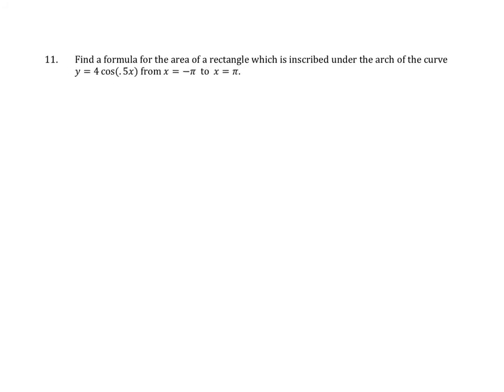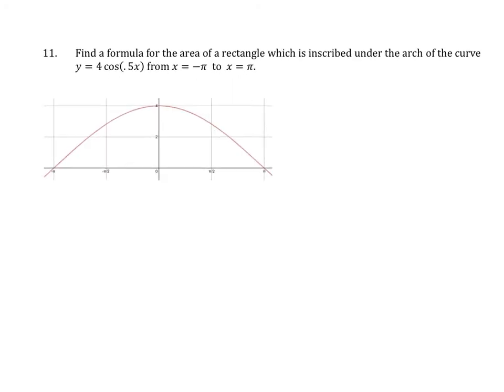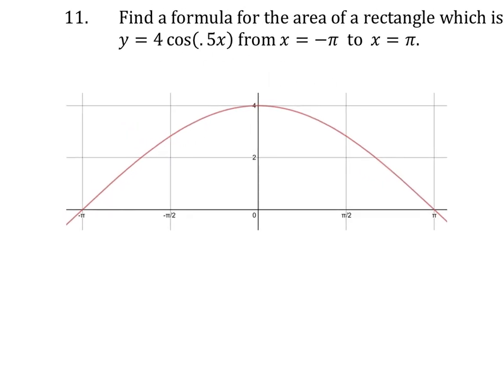Okay, next one: find the formula for the area of a rectangle which is inscribed under the arch of the curve from there to there. So I'm going to do a picture in Desmos. They talk about a rectangle that's inscribed. Really, if you just pick any point on here, it doesn't matter, I'm just picking a random point, and then you can create a rectangle based on that, kind of like we did in another problem.